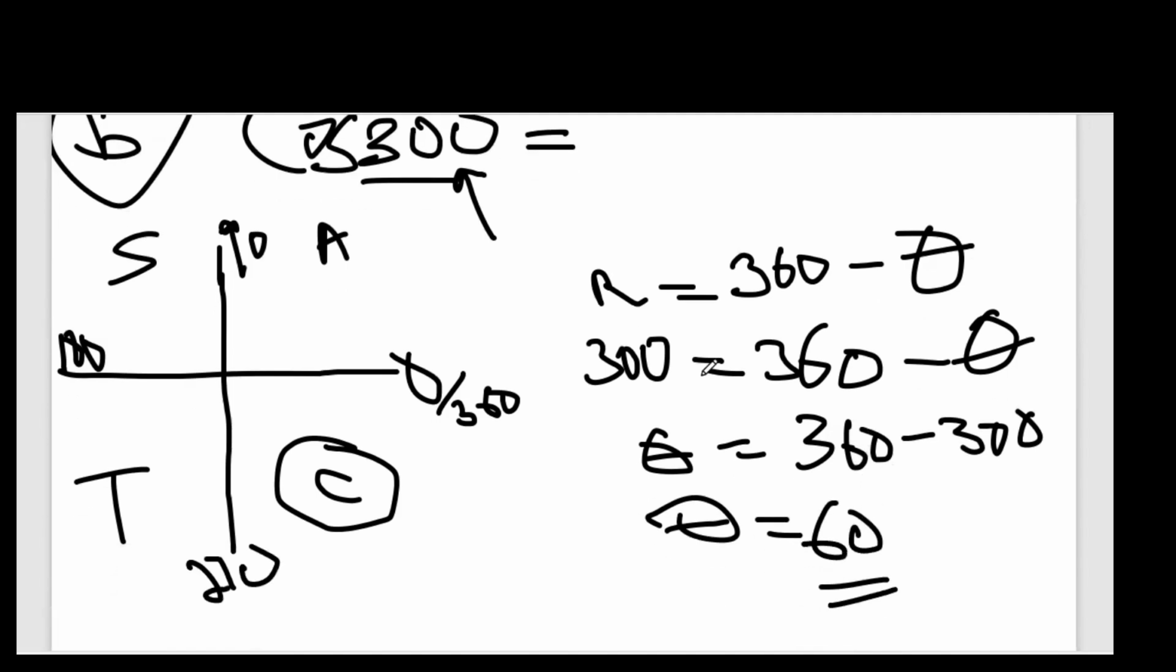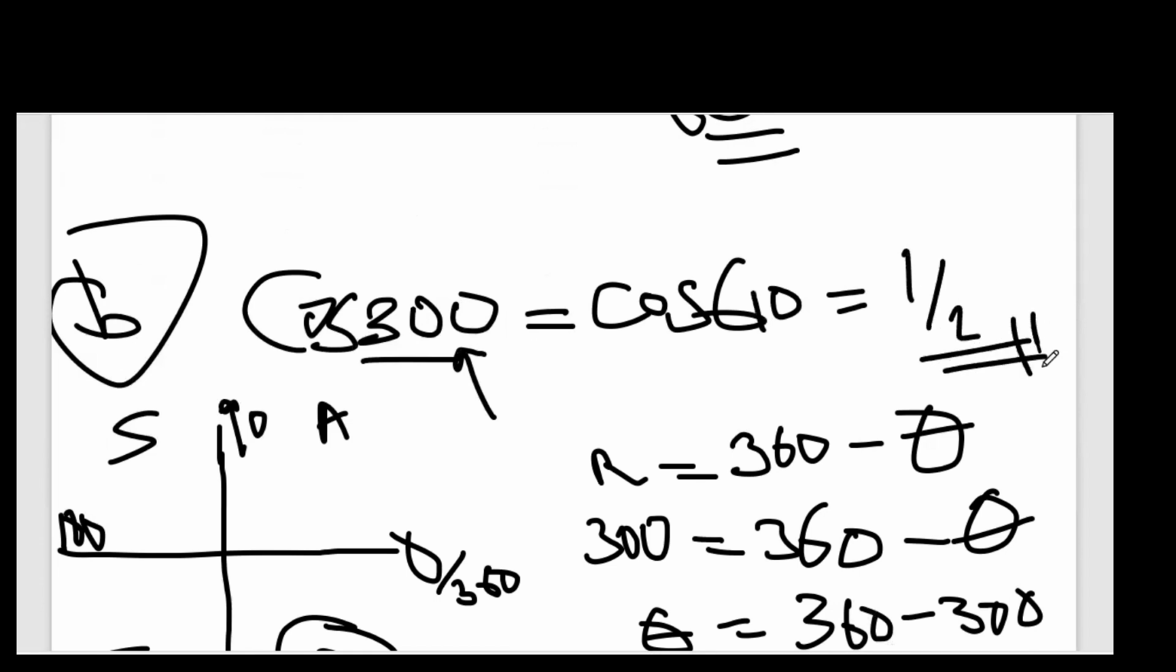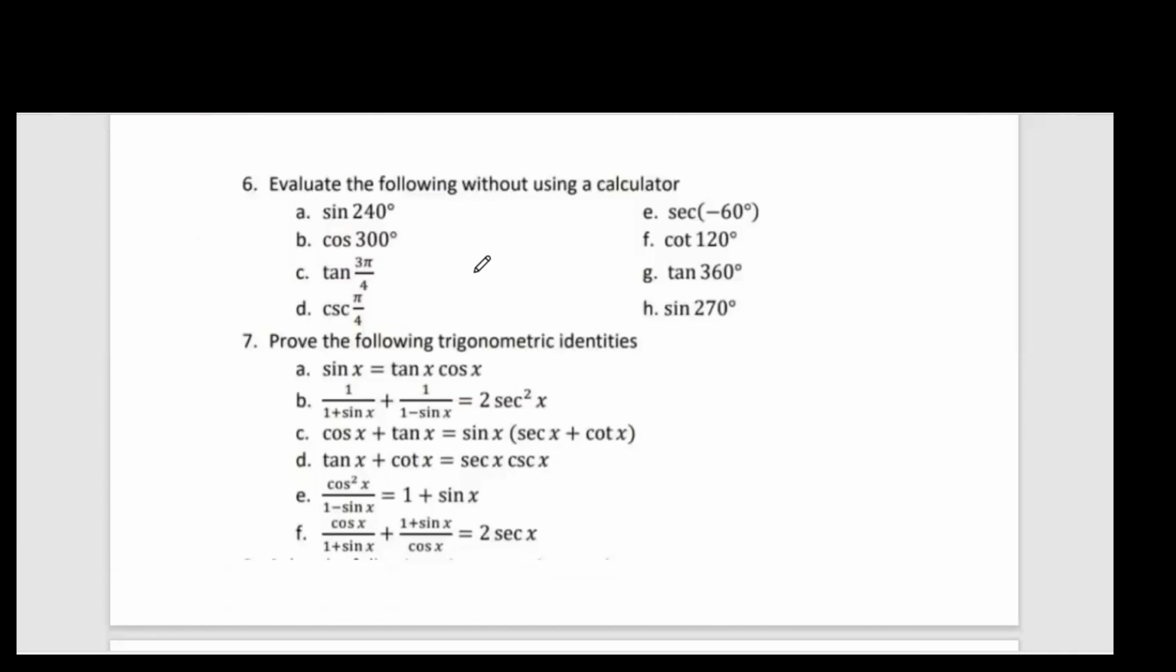Okay, so cos 60 we know it's just half. So it means this guy here will be equal to cos 60, which is the same as 1/2. So that's basically how you are going to be going about those quotients. Let me solve another one for degrees, then I can go to the radians.